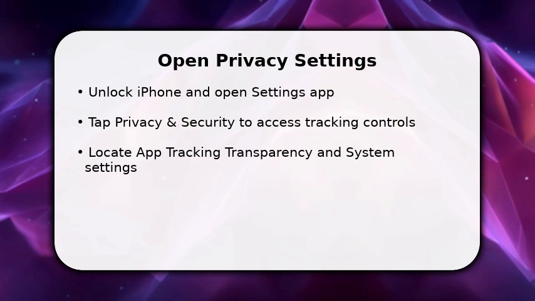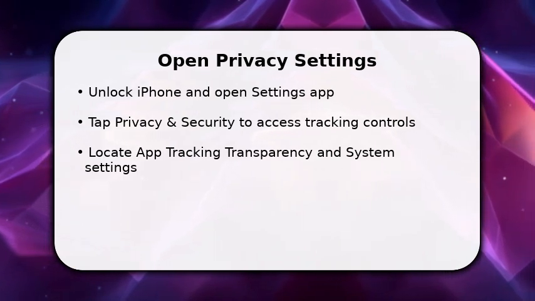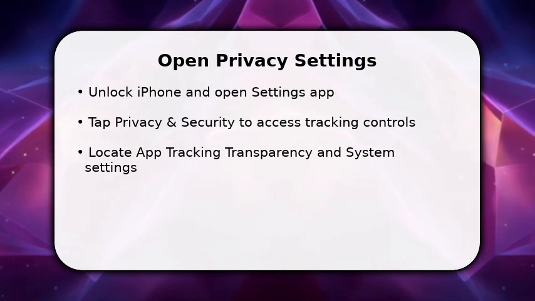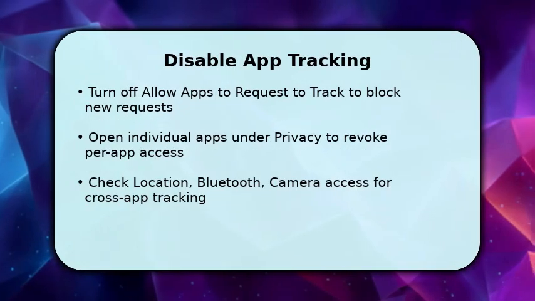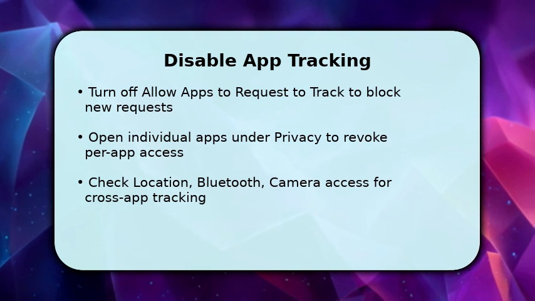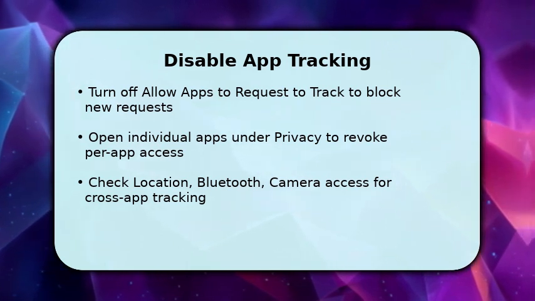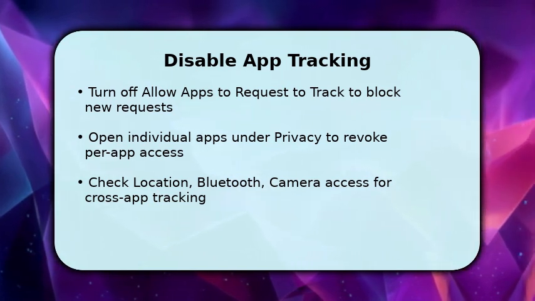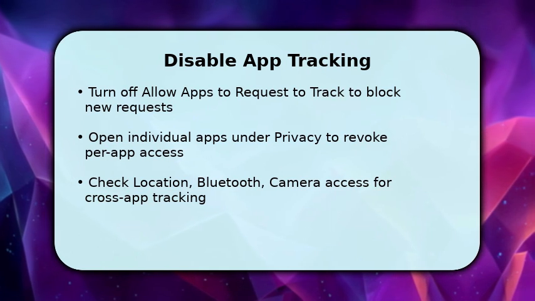Now you're ready to toggle individual controls and see which apps requested permission, so you control what can track you across apps and sites. You toggle off Allow apps to request to track to stop new tracking permission prompts. This is the fastest global move. Once done, open individual app entries under Privacy to revoke previously granted tracking or add permissions.